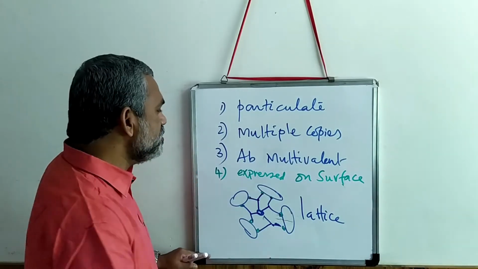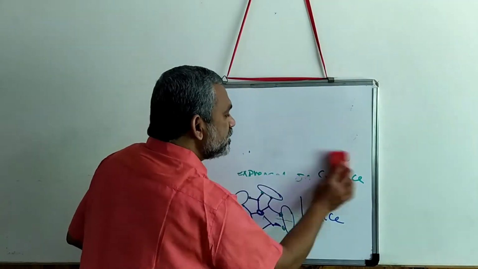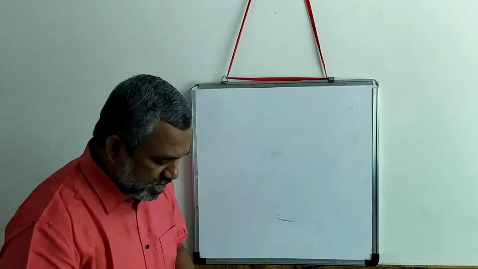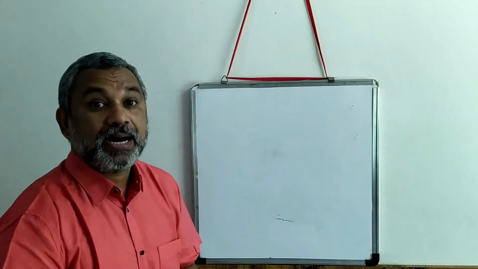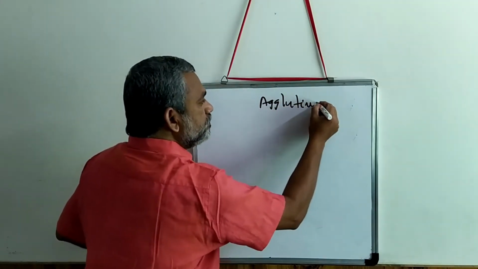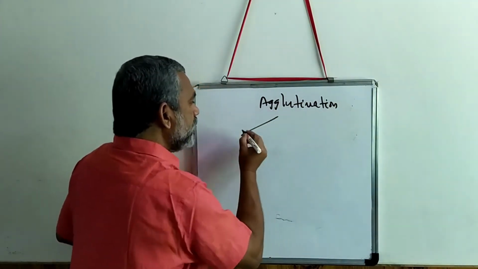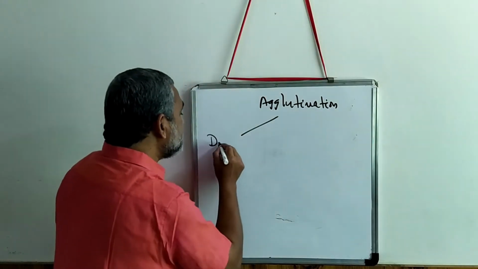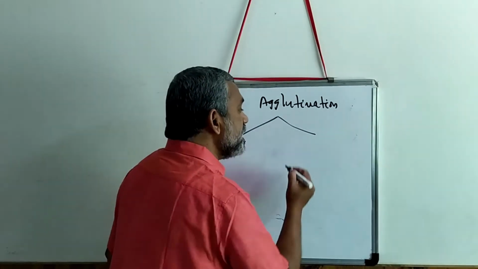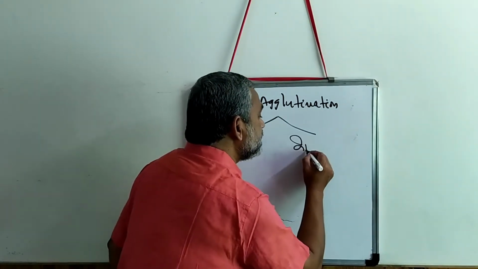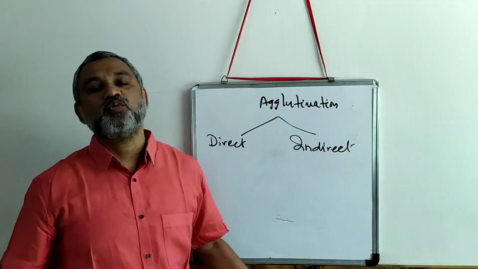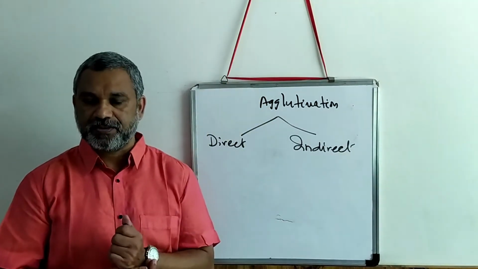There are two kinds of agglutination reactions. The first is called direct agglutination reactions, and the second is called indirect agglutination reactions. These are the two kinds of agglutination reactions.